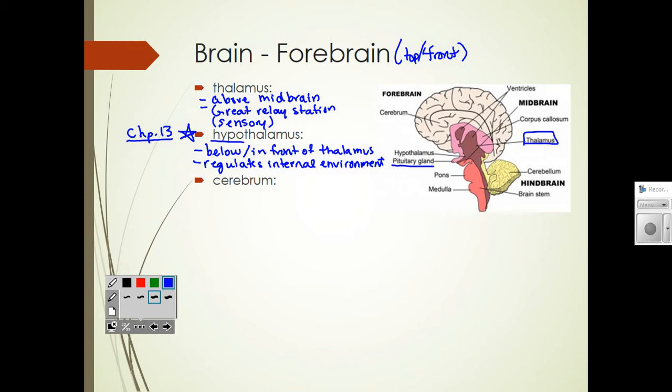The last thing we have is the cerebrum. So the cerebrum is probably what you think of when you're thinking of a brain. It's the wrinkly, grayish looking part.